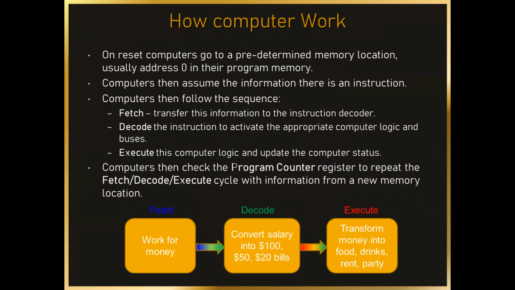So how computers work: they follow 3 principles. They follow the fetch, decode, and execute function. So how does that work? Firstly, you have instructions in the memory. So we have to do instruction fetch. This is kind of like when we have to work for money. So we are fetching the instruction. Once you have fetched the instruction, you need to decode it in order to know exactly what to do.